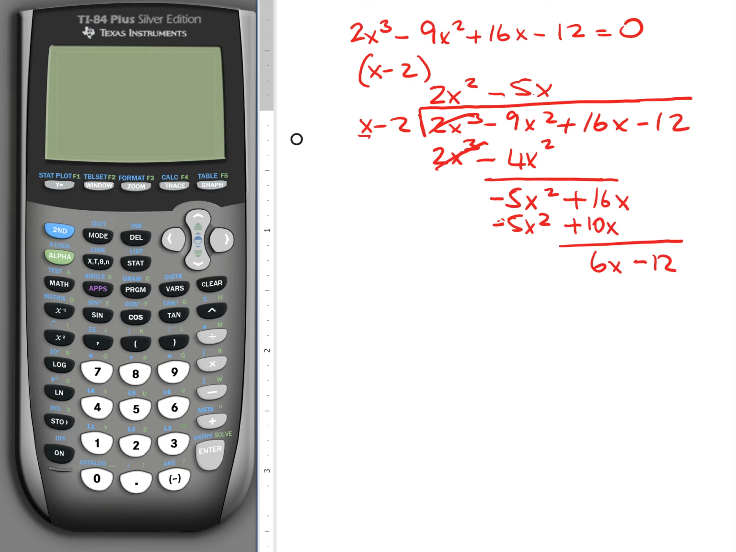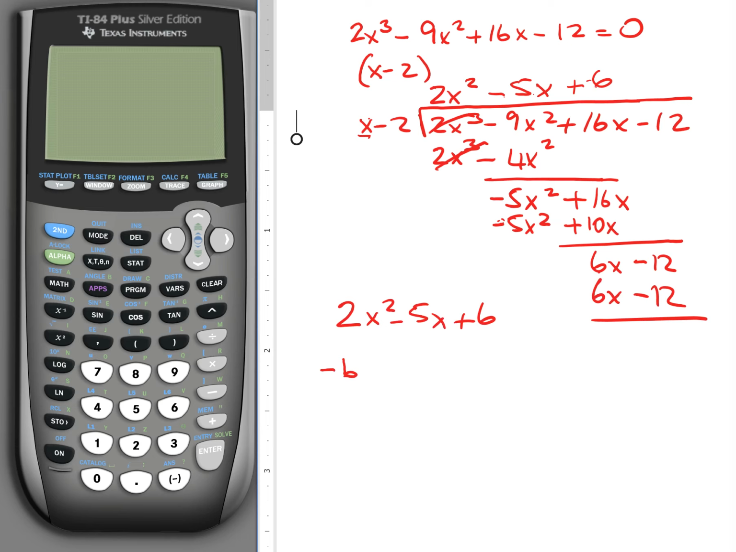And we do 6 into 6x would give us 6. So 6 times x, 6x. And then 6 times negative 2 would give us 12, so there's no remainder. So we can get this to this equation, 2x squared minus 5x plus 6. And then to do that, probably the easiest way is to use the quadratic formula.